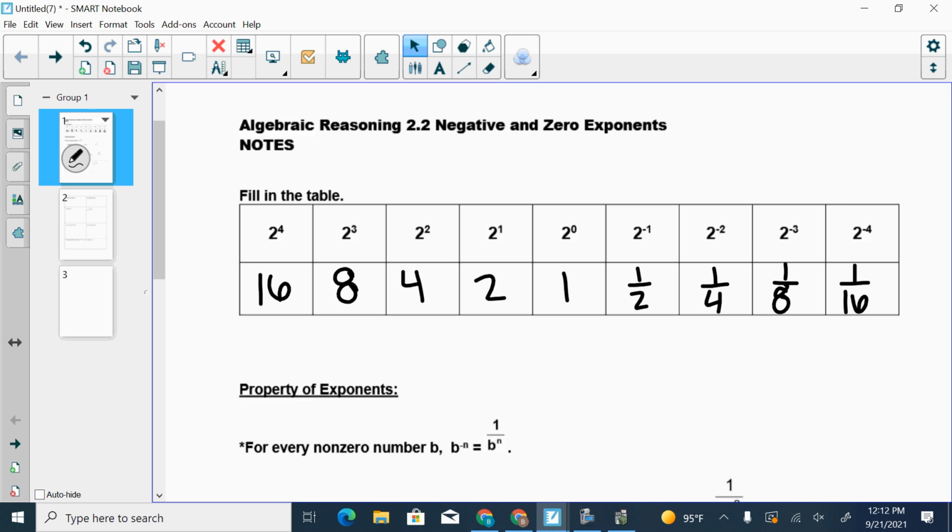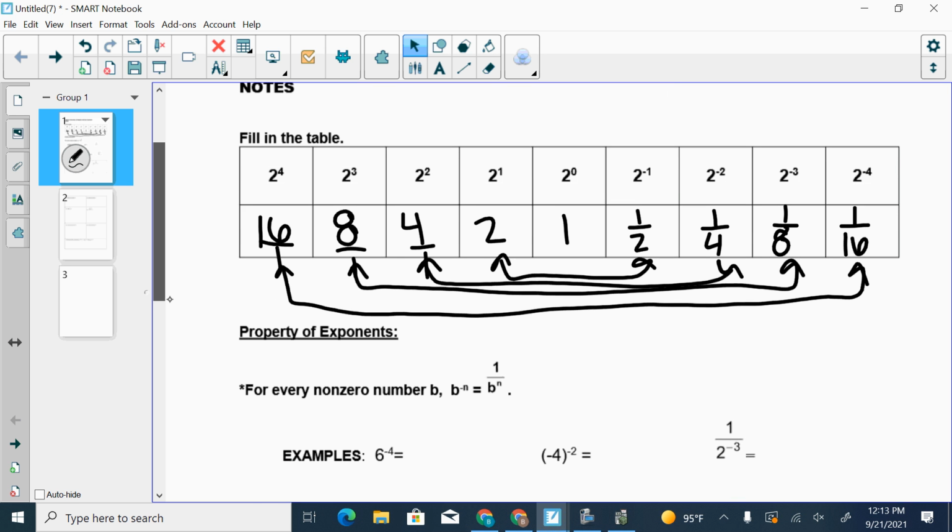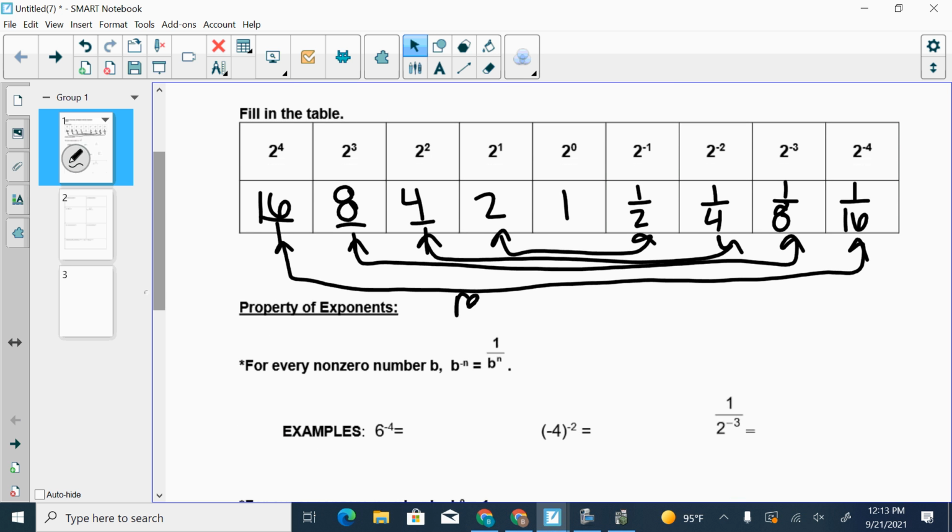So basically, 16 is the same as 16/1, right? 8 is the same as 8/1. 4 is the same as 4/1. So really, all that was happening here was flipping those fractions over, right? So if you are taking a negative exponent of something, it's kind of like taking its reciprocal. So these two went together, and these two went together, and these two, and these two. We are going to call those reciprocals of each other.